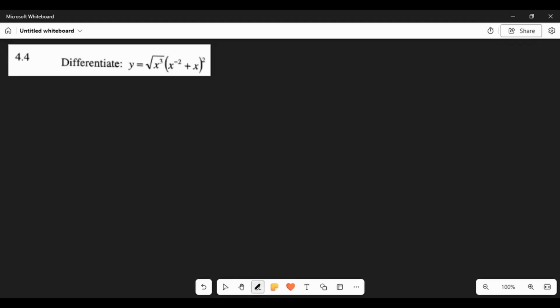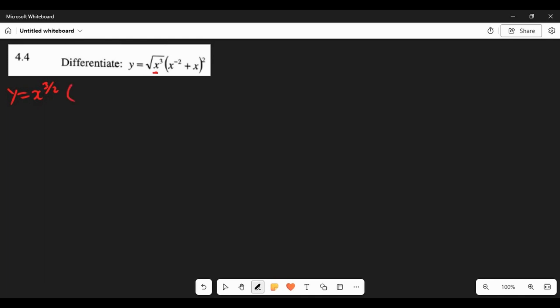So here they just want us to differentiate this problem. They never specify which method you are going to use. So the best way here, guys, to differentiate this is to simplify. So let's first change the sides and let's simplify. So first step here, you can say y is equal to, let's look at this one here, we can say x to the power of 3 over 2. Remember, we're getting rid of the square root.